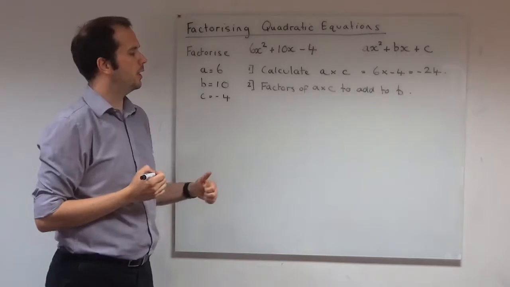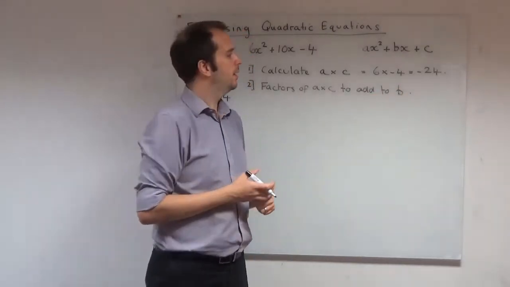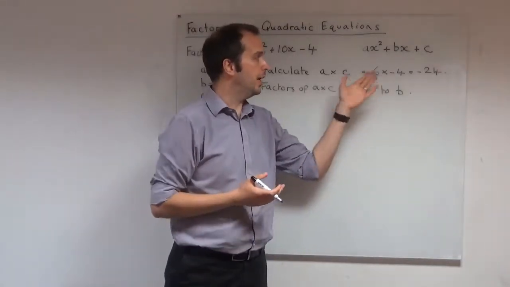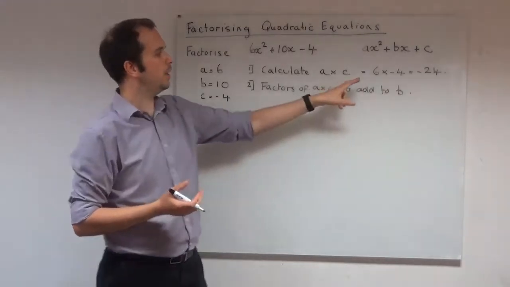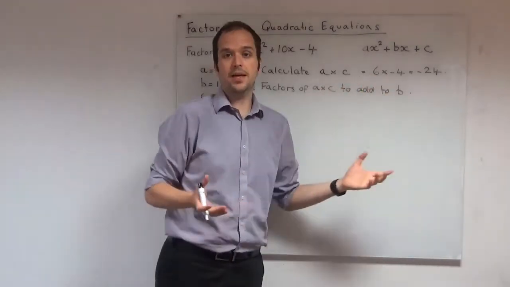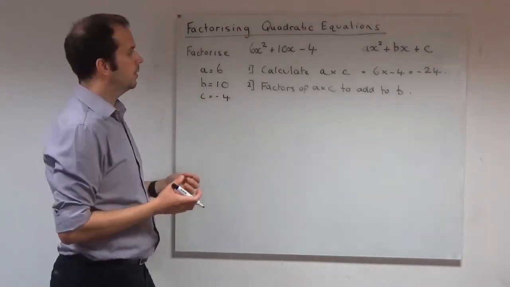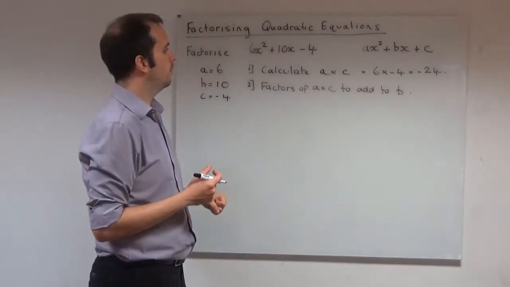So let's think for a second. Two numbers that when they multiply together, they give me minus 24. Well, I've got two already. I could say 6 and minus 4. But when I add these together, 6 plus minus 4, that gives me 2. It certainly doesn't give me 10. So 6 and minus 4 are not the factors that we were looking for.